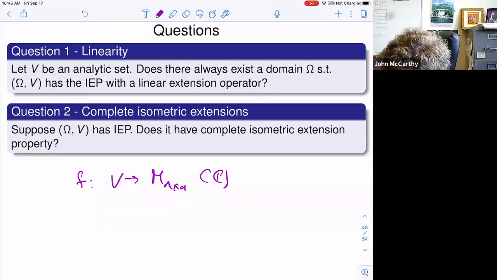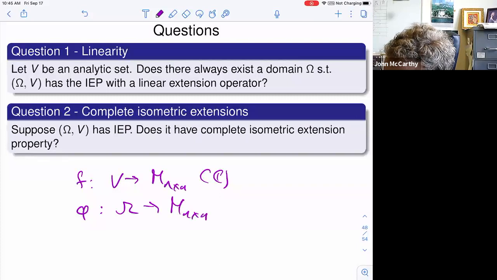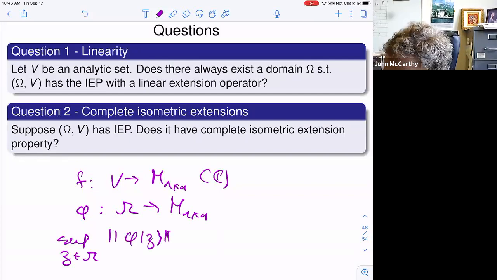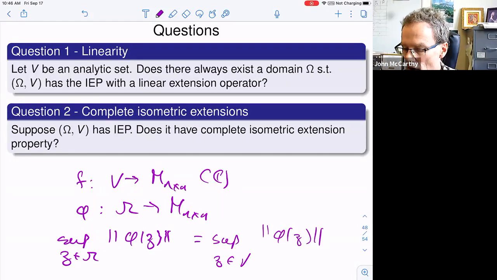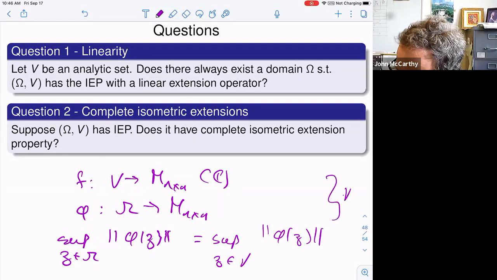And I want to find a phi from omega to the n by n matrices such that the sup over omega of the norm of the n by n matrix phi of z is the same as the sup over V. So if I can do this for all n, then we'll say that the pair omega V has the complete isometric extension property.